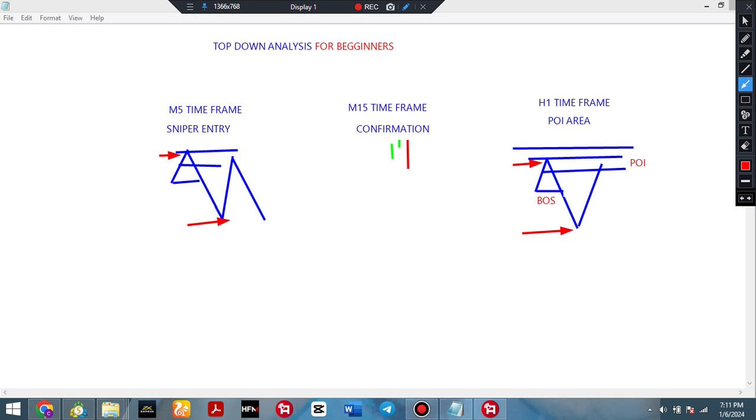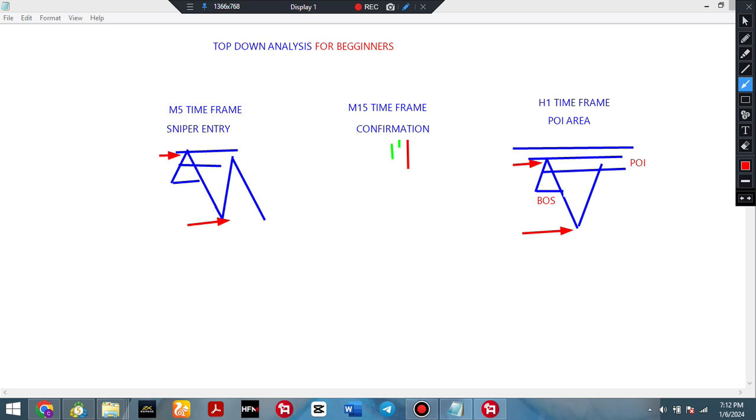So that is why in the top-down analysis, we always highlight the area of interest on the higher time frame, which is the H1. Then when we see price giving us that, we wait patiently for price to go into our area of interest, which is the point of interest. Then wait for confirmation on 15 minutes to see a formation or a reversal pattern, either a formation towards our position or a reversal pattern.